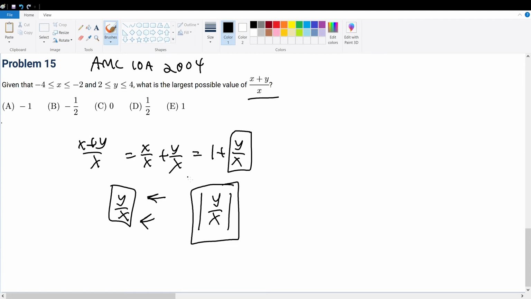So how do we do that? Well, x is all integers between -2 and -4. So we have -4, -3, and -2 to choose from. Which one of these is the smallest? Well, -4 is obviously the smallest, so we choose -4 for x.